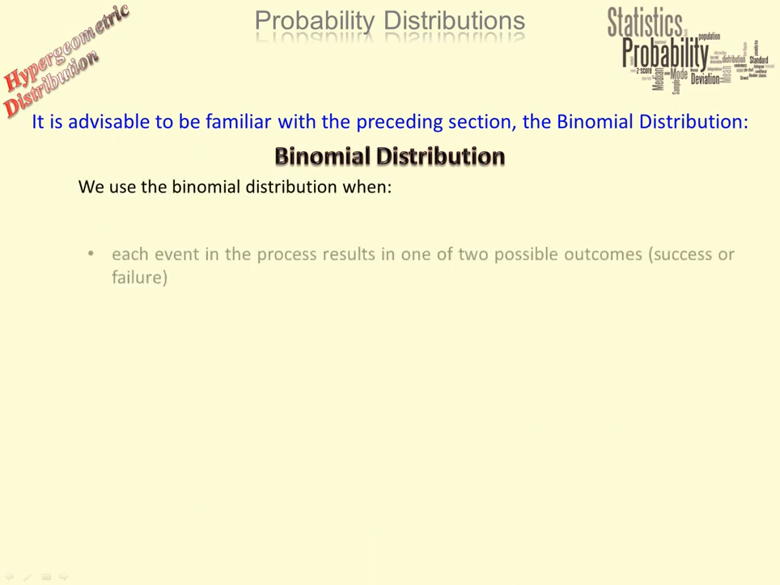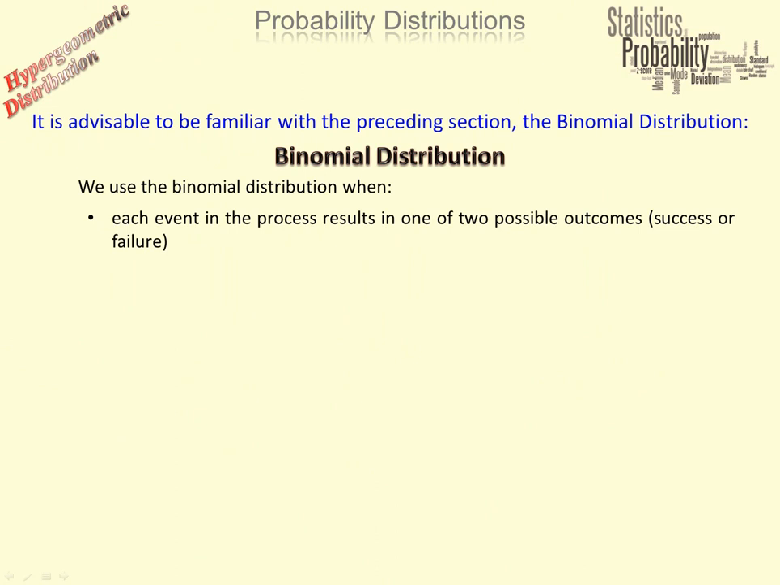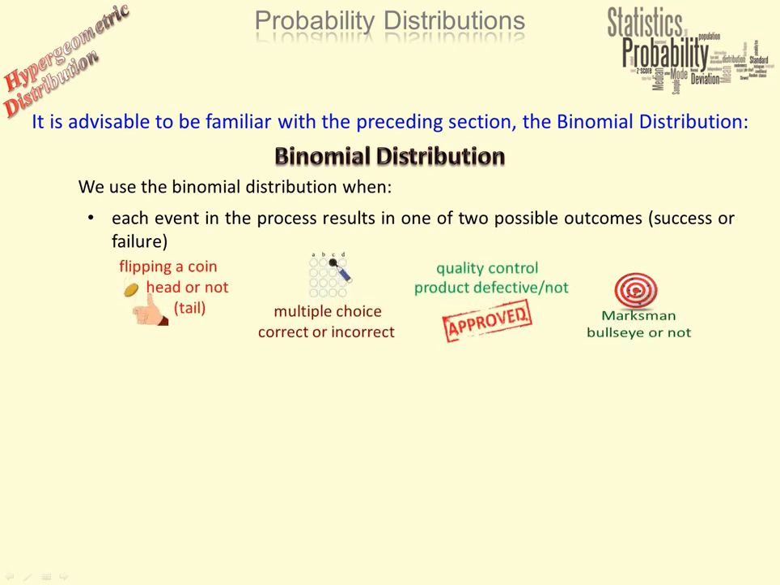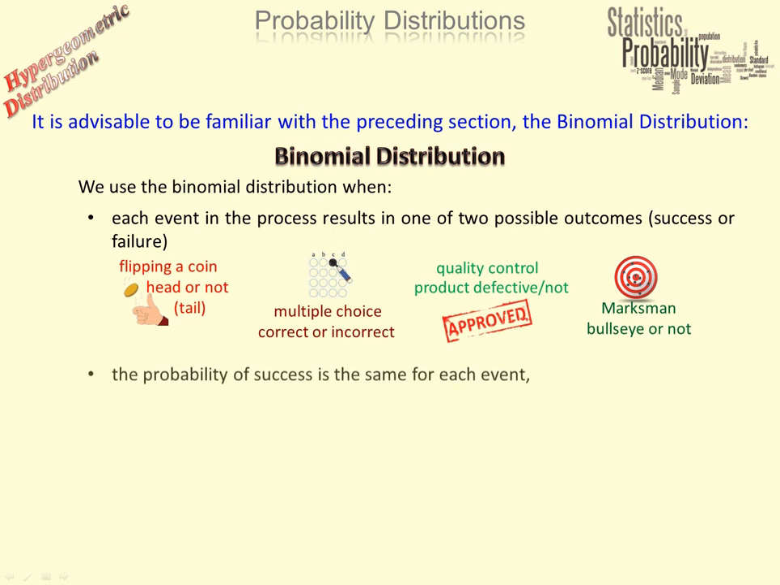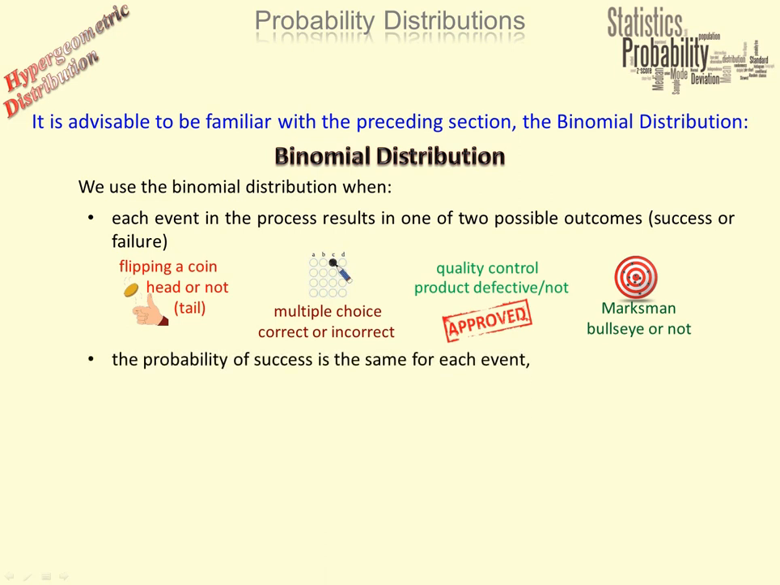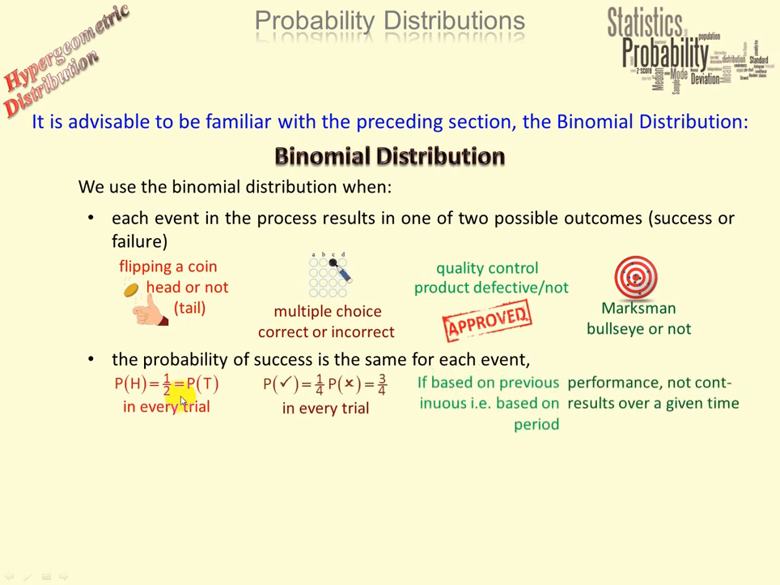First of all, the binomial distribution is used when each event in the process results in one of two possible outcomes: success or failure, head or tail, wrong or right, correct or incorrect in a multiple choice, defective or not in quality control, bullseye or not when a marksman is shooting for a target. The probability of success must be the same for each event. So, half head, half tail, or half head, half not tail.